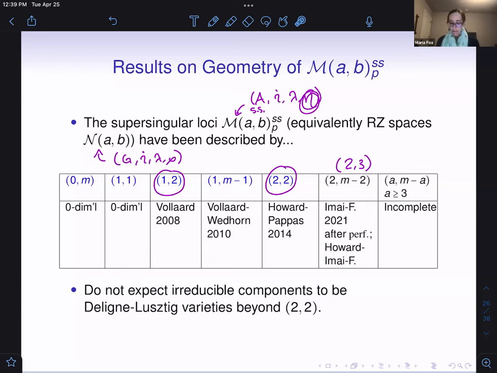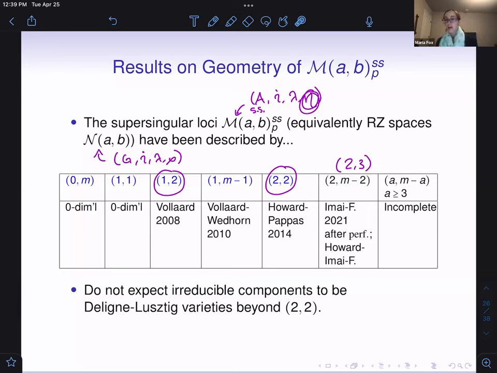So signature 2m-2 can be described very similarly. And in fact, based on results I'll discuss at the end by Görtz and He, we don't expect Deligne-Lusztig varieties to occur any farther beyond 2-2. So really this more complicated situation we saw is what we would expect to be the more general situation.